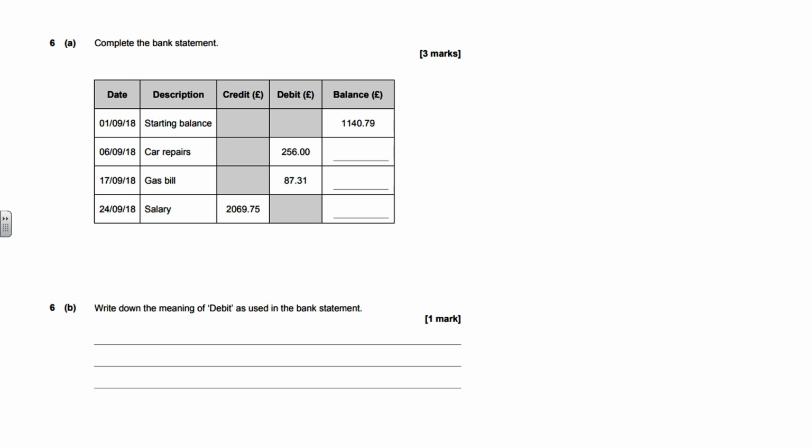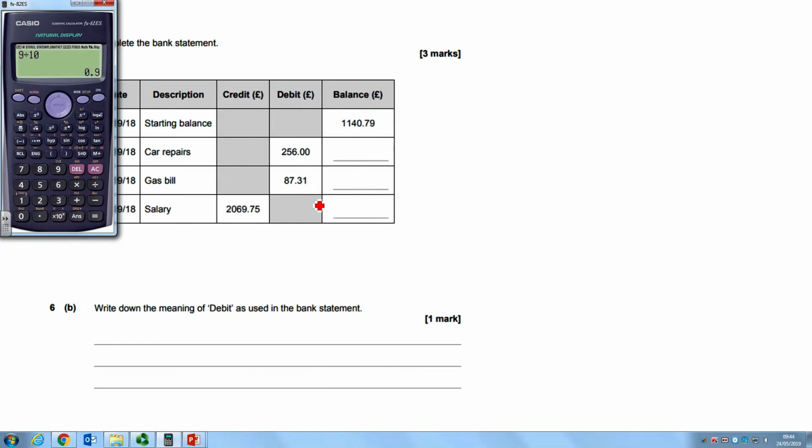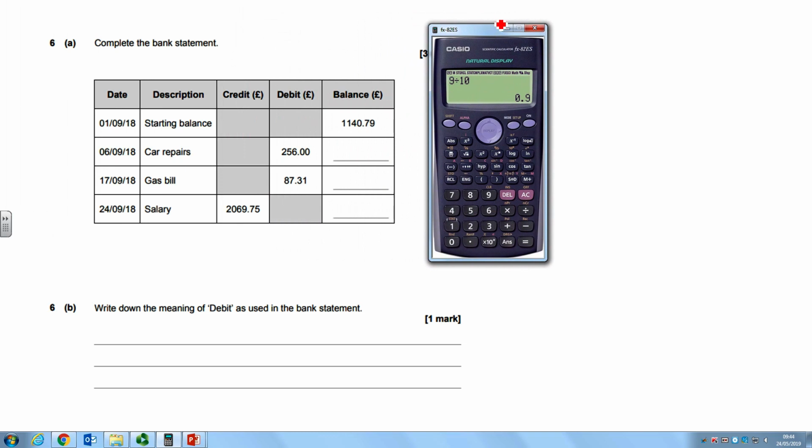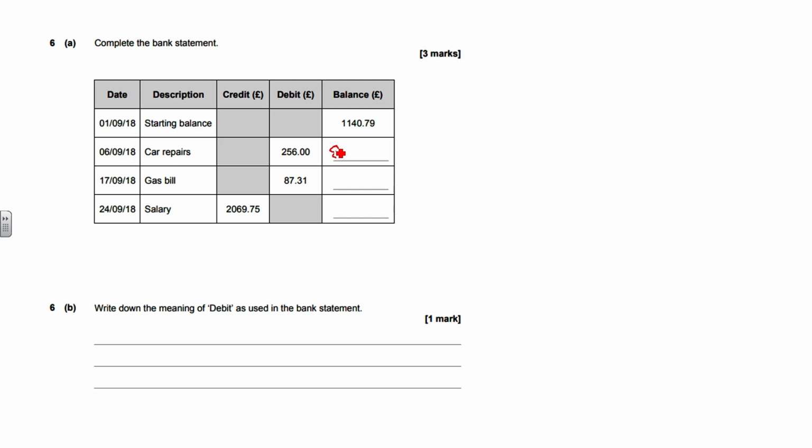Question 6a. So question 6a is a bank statement question. The important thing about these bank statement questions that they seem to be keen to throw into exam papers is knowing that debits are money that is taken away, things that you pay for. Credits are money that's added in. So here, we've got £1,140.79, and then we need to take that £256 to get the new balance, which is £884.79.